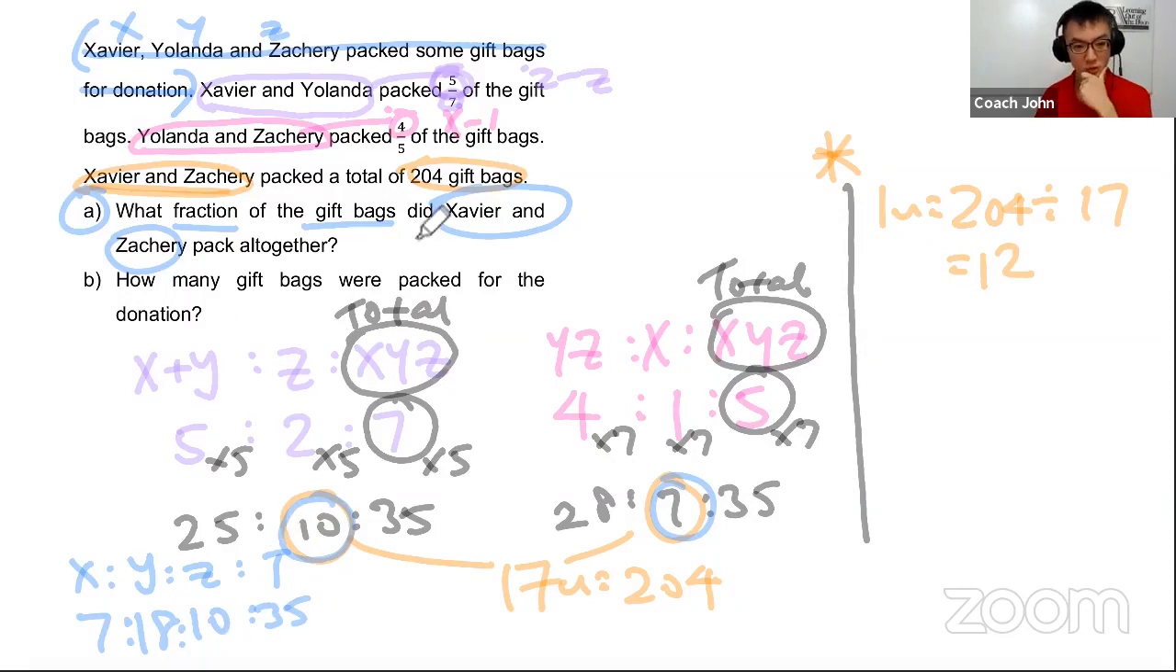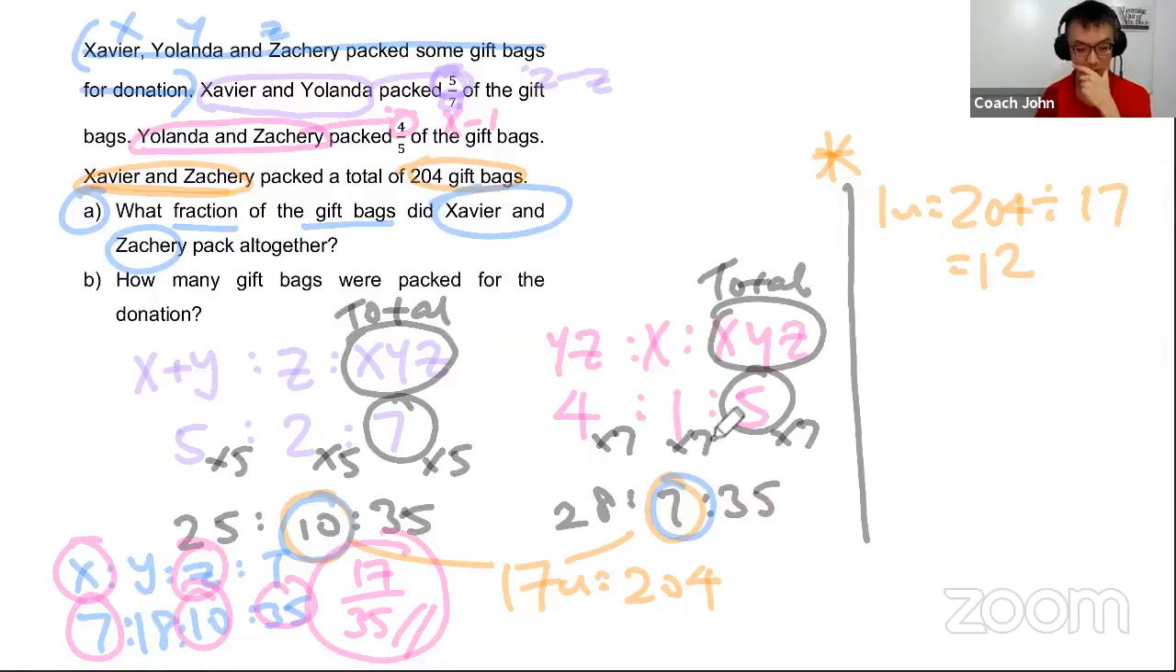So they want Xavier and Zachary. So that's 17 because 10 plus 7. So the answer is 17 over total, that's 35. Okay, this is the answer for part A.